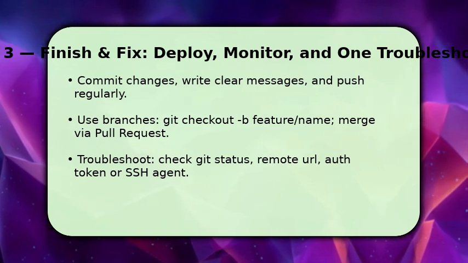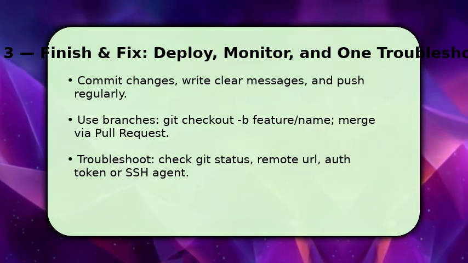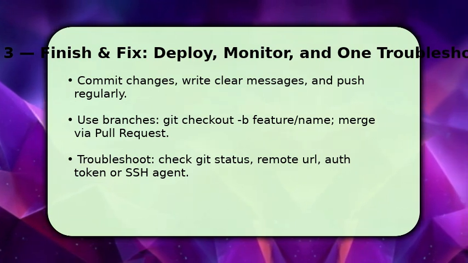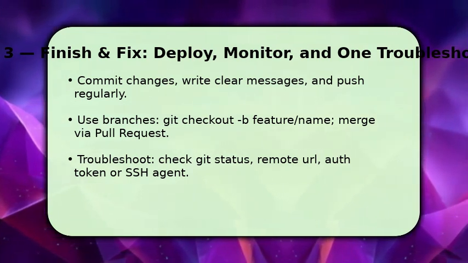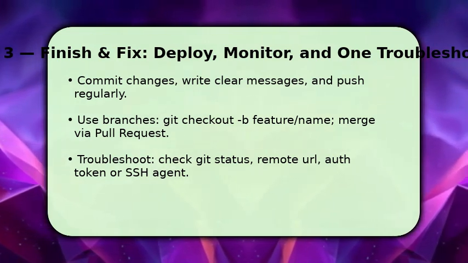If something goes wrong, first run git status and git remote -v to inspect state. Ensure your PAT hasn't expired or the SSH agent is running. Once fixed, pull latest changes, resolve conflicts, and push. This completes the link and keeps collaboration smooth.